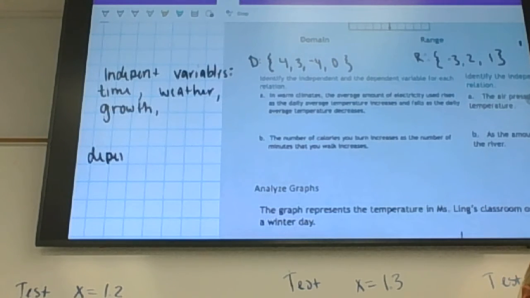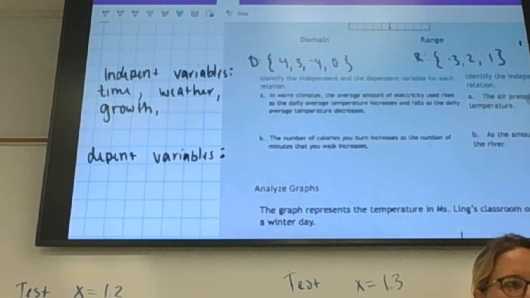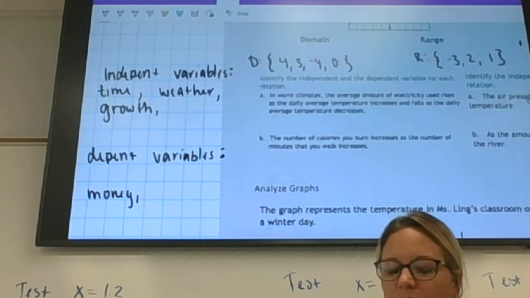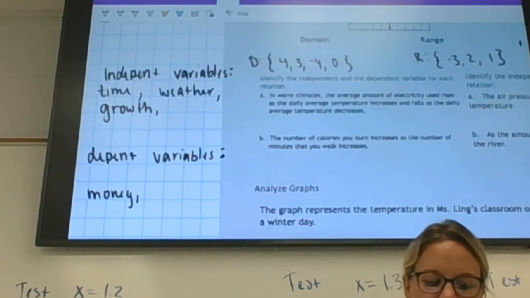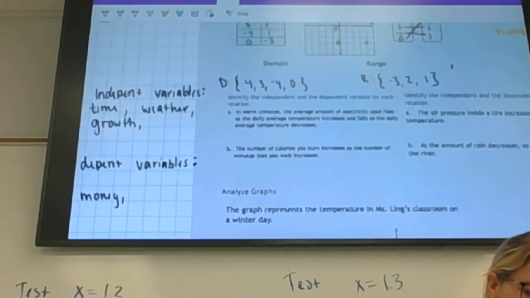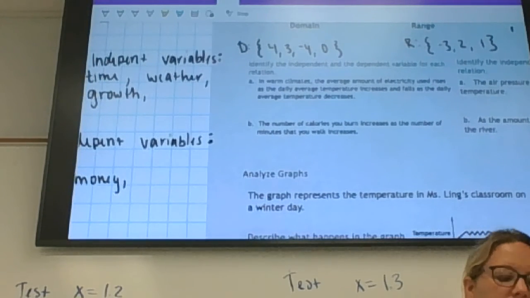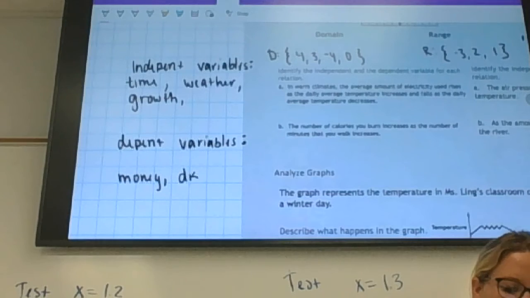So dependent variables. Money is often dependent on how much of a thing you buy. It depends on how many you buy, as far as how much you spend. Anybody else have a good example of something that's generally a dependent variable? No. We'll come up with more. Distance equals rate times time. Distance is often dependent on how fast you go.